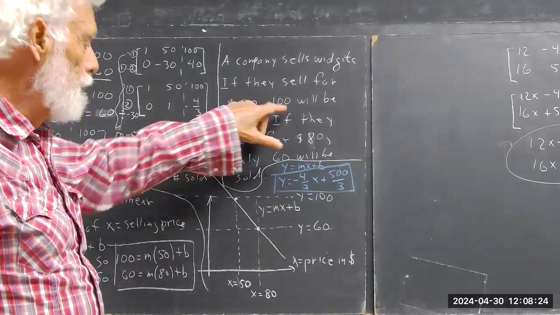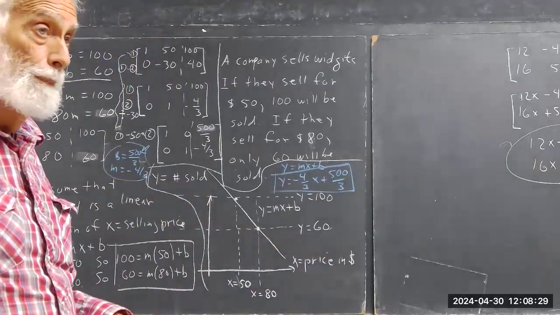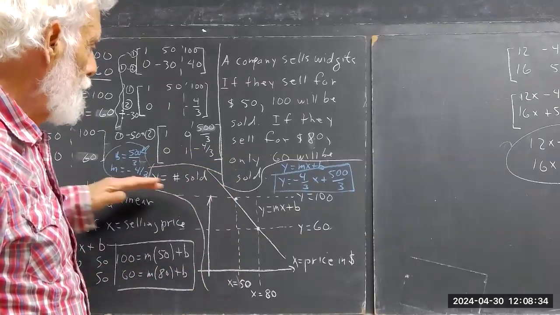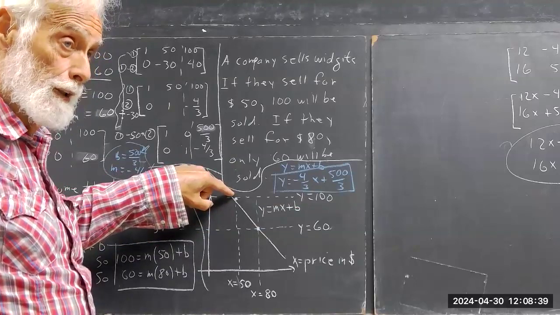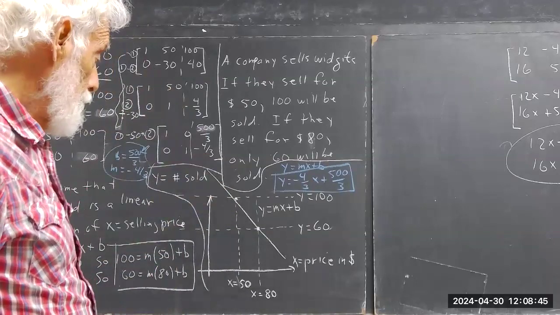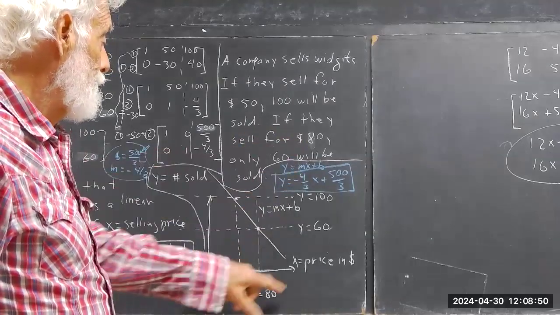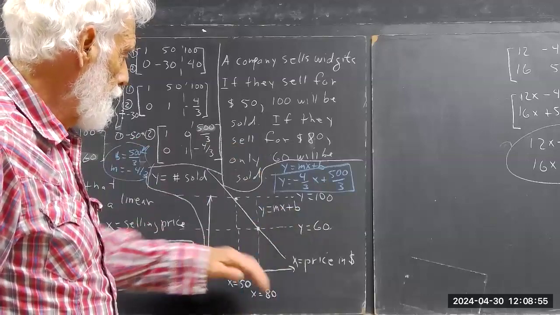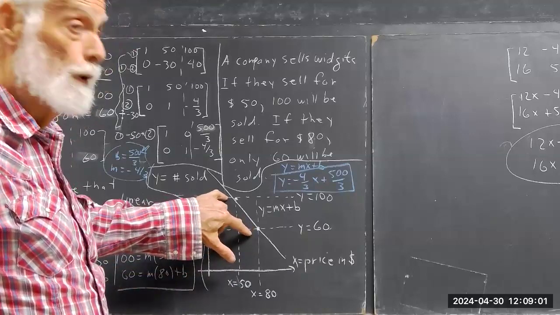Well, if I sell them for $50, I sell 100. So that means when x is 50, y is 100. So I draw myself a little vertical line for x equals 50 and a horizontal line for y equals 100. And where those lines intersect, I put a point, because that indicates if I sell them for 50, I sell 100. Then x equals 80, because the selling price is $80. I know I sell 60, so I put my x equals 80 line here, my y equals 60 line here, and I put a point there. Got 2 points on the line.